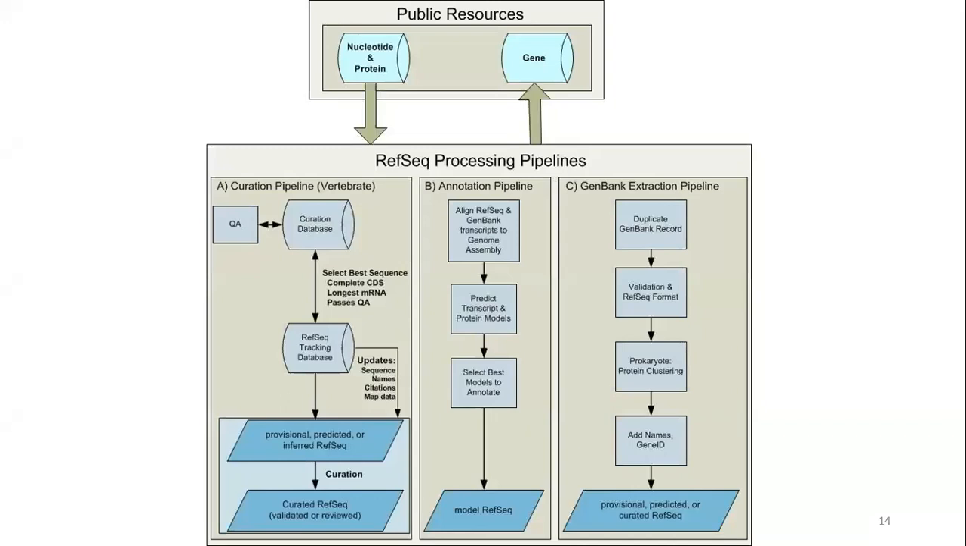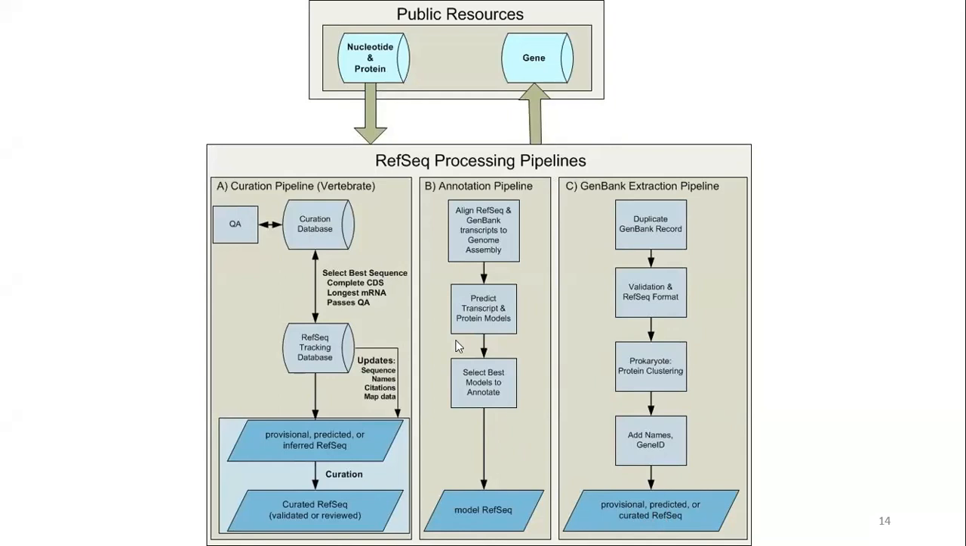People would go on adding names, gene IDs, and after all these processes are done, usually the entry would get the status of either provisional, predicted, or curated reference sequence entry.